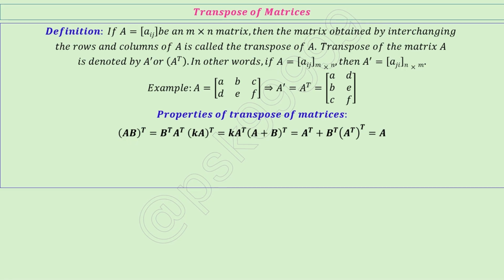The definition is here, you can go through that. But for an example, take a rectangular matrix A with entries A, B, C, D, E, F. And the transpose of a matrix is represented by either A dash or A to the power of T.